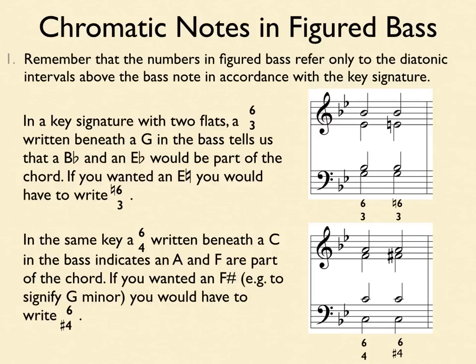So we still have a C in the bass, and you still have a 6th and a 4th above that C, but the 4th is going to be sharpened, so this time it's an F sharp, and the 6th degree above the C, the A, just stays the same. So hopefully that makes sense.